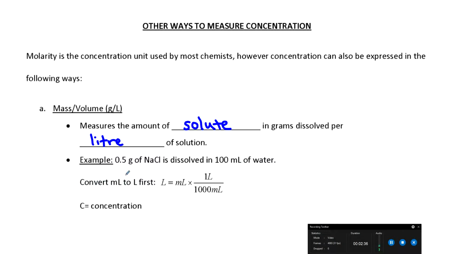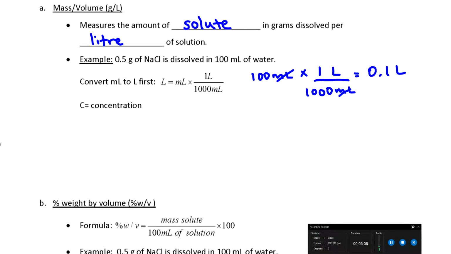Okay, so first, because this is grams per liter, we would convert milliliters to liters first. I know you can do this in your head at this point because we've done so many of them, but this is how you'd write it out. There's 1,000 milliliters in a liter. So if you divide by 1,000, you can switch it over from milliliters to liters.